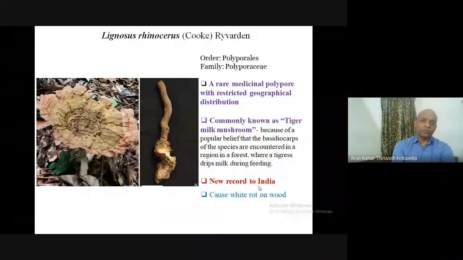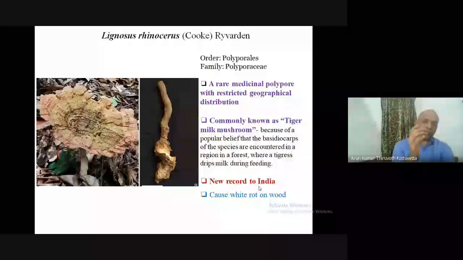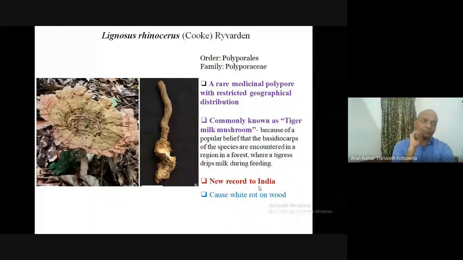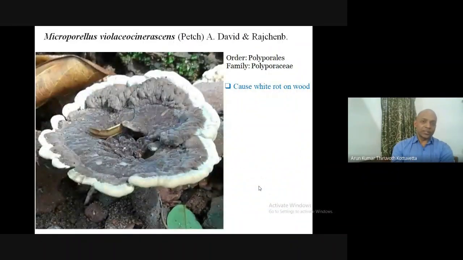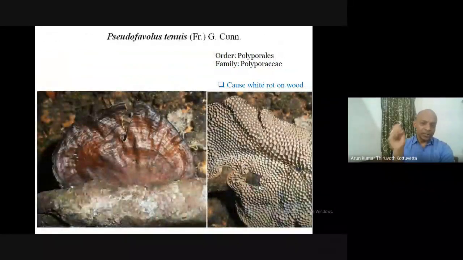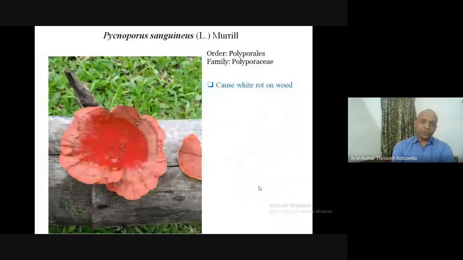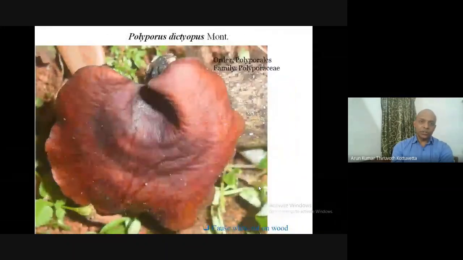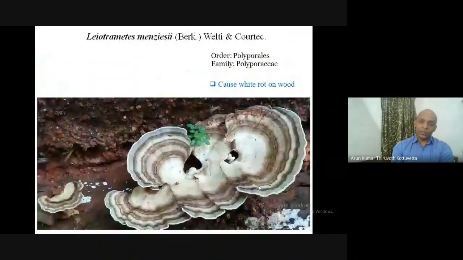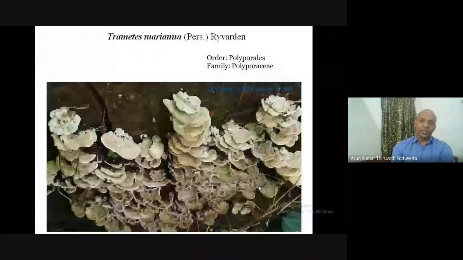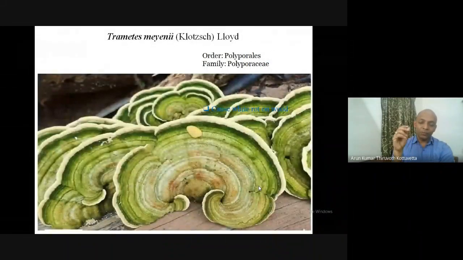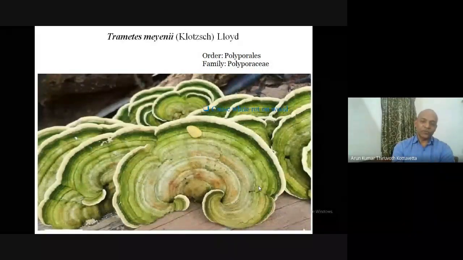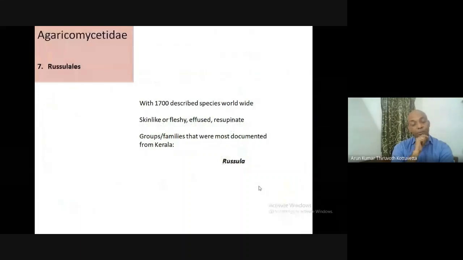But this was the first report of this rare medicinal mushroom from Kerala, and this particular one has a high scope of being commercially cultivated, because it can be grown in culture as well as utilized for its medicinal properties. And then we have Microporus violaceocinerascens, then Pseudofavolus tenuis, then Microporus xanthopus, Pycnoporus, another species, cinnabarinus, Polyporus dictyopus, Cellulariella, Earliella, Leiotrametes, Trametes, several species of Trametes, Trametes mariana, Trametes maini. Of course, this green coloration is due to the growth of some algae over the hirsute surface of these mushrooms. Then Daedalea. So these are some of the Polyporales members that we have.